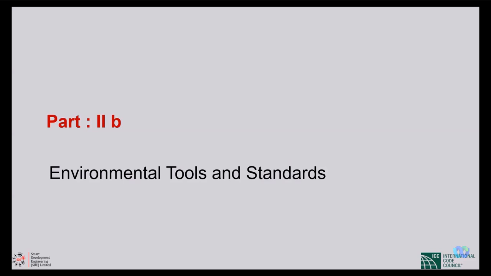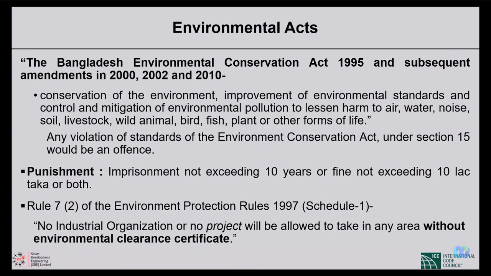And now we are going to start part 2B, environmental tools and standards. So, environmental acts. In this part, we're going to talk about three things: what the Environmental Act 1995 says, the punishment, and what type of things are under the purview of this act. So the conservation of environment, improvement of environmental standards, and control and mitigation of environmental pollution to lessen harm to the air, water, noise, soil, livestock, wild elements, birds, fish, etc.